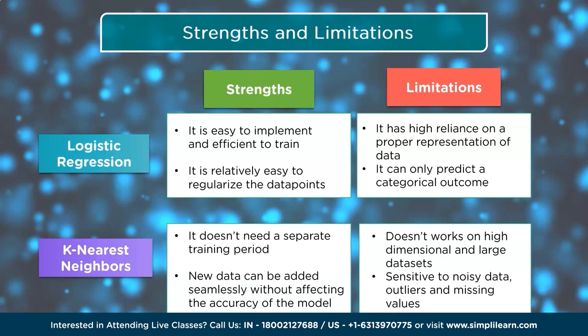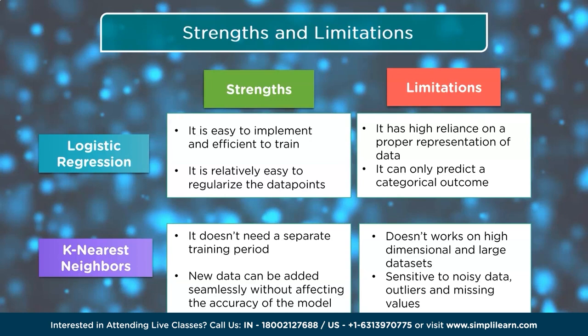With the k-nearest neighbors, it doesn't need a separate training period. New data can be added seamlessly without affecting the accuracy of the model. Kind of an interesting thing, because you can do partial training. That can become huge if you're running across really large data sets, or the data is coming in. You can continually do a partial fit on the data with the k-nearest neighbors and continue to adjust that data.